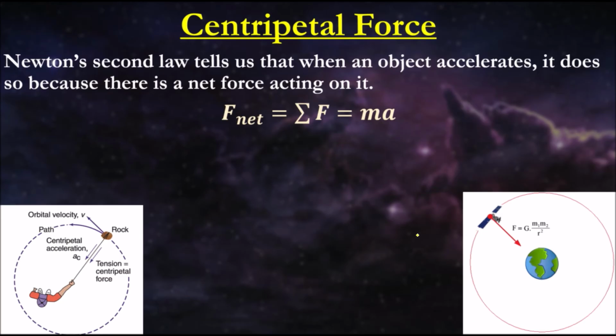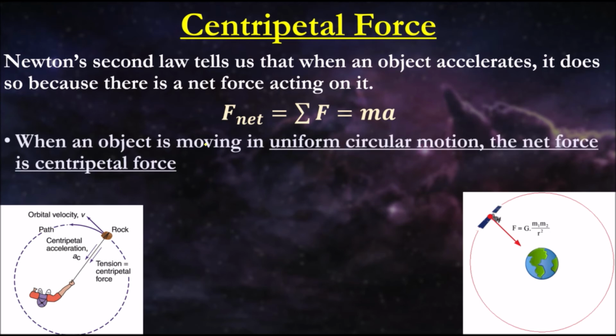Okay, so let's try and derive centripetal force using Newton's second law of motion, and that is the net force is equal to mass times acceleration. So when an object is moving in a uniform circular motion, the net force is the centripetal force, okay? Again, centripetal force is a resultant force, or, if you like it more, you can call it the net force. It's not a real force. Really remember that.